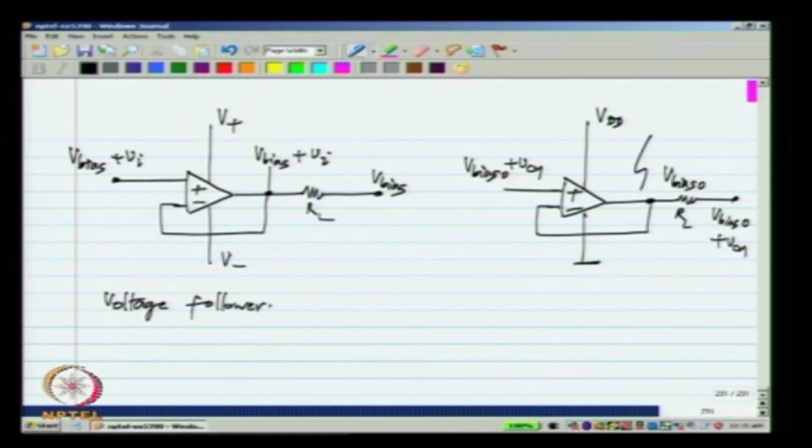Now, what should happen is that the output should be at the exact same incremental voltage as before.